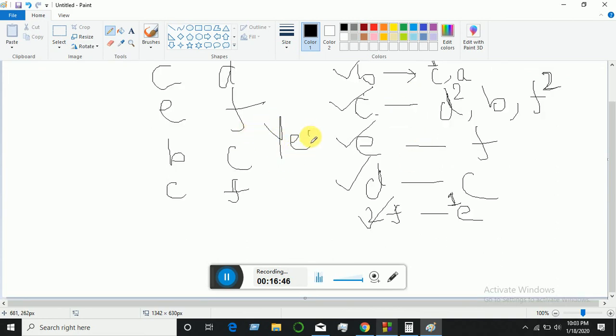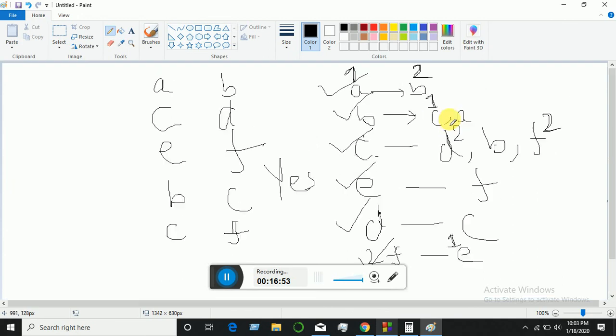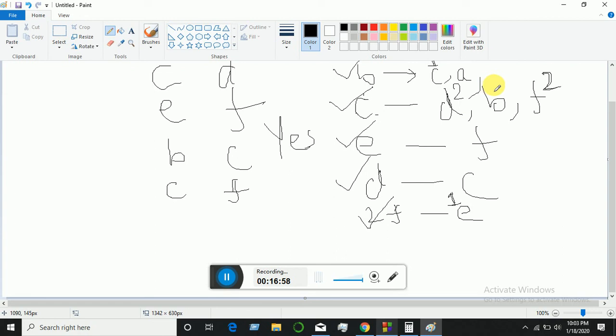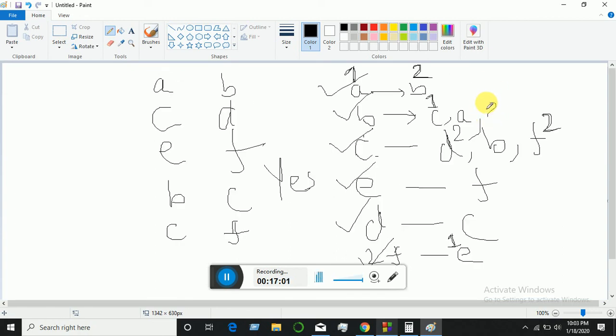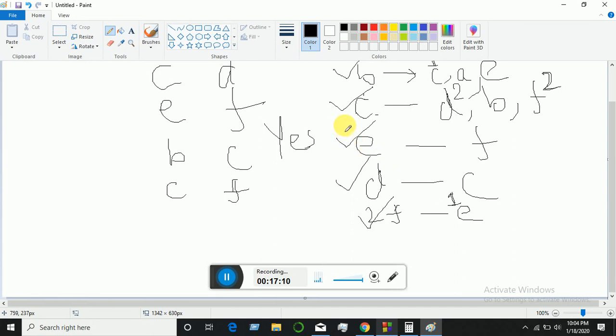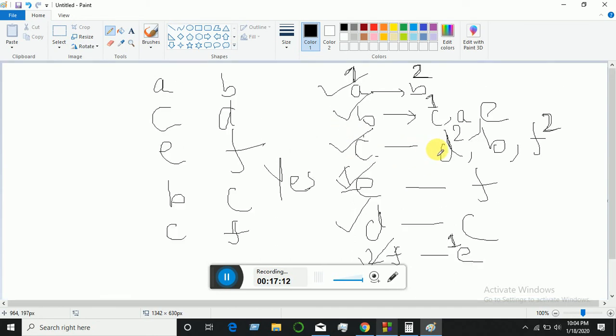If it is not possible, then it gives no. Suppose another case. C is also connected with b, and b is also connected with e. Suppose what happens now. Then b initializes as 2, right? And c initializes as 1 and e initializes as 1, right? This case also gives the yes value.